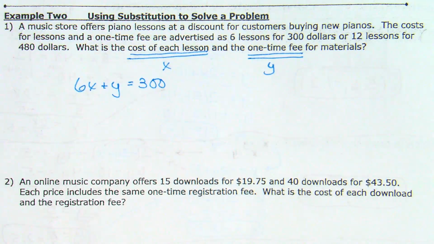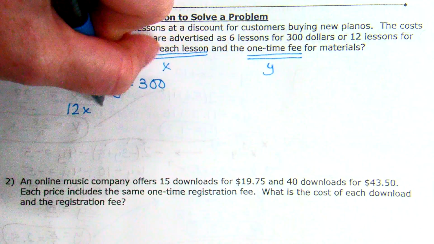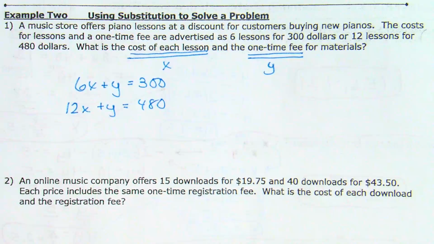Do you know the other equation then? It just continues to say, or 12 lessons for $480, but based on the problem, what's included besides the 12 lessons? That one-time fee. So 12x plus y equals 480. So if you guys have learned the hard way, if my directions on a problem say write the equations, you will lose points if you don't write the equations, right? That was a chapter 1 thing. So beware, that's going to come up in chapter 3 here.